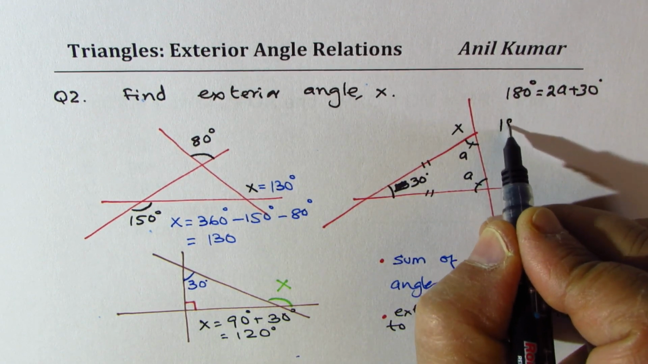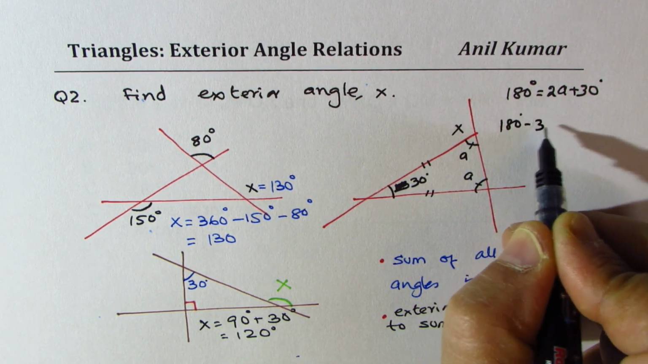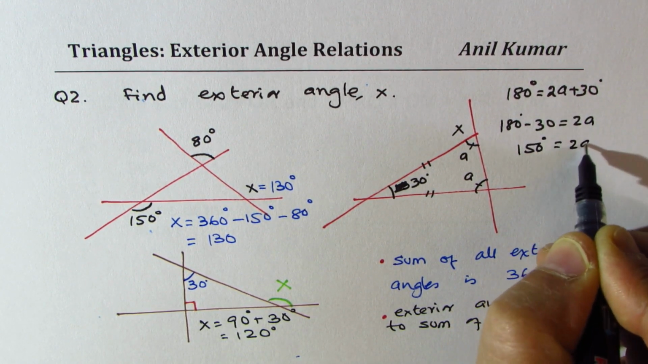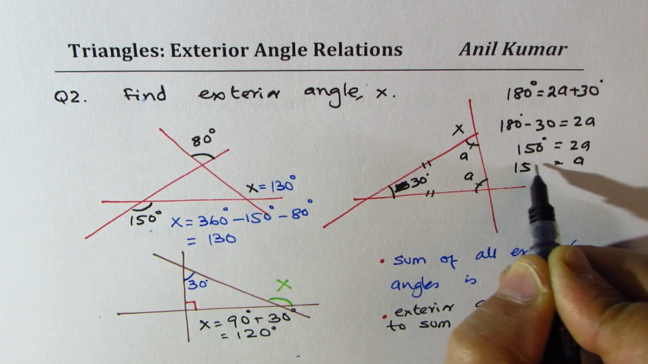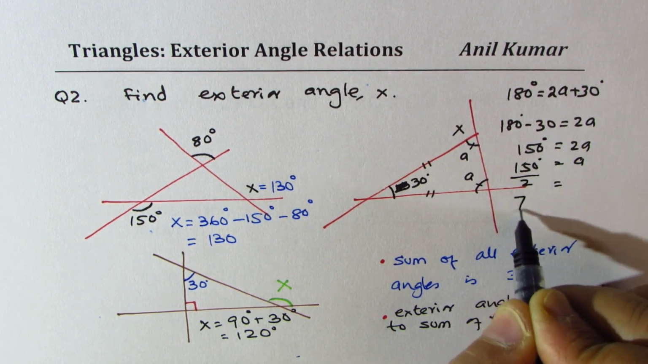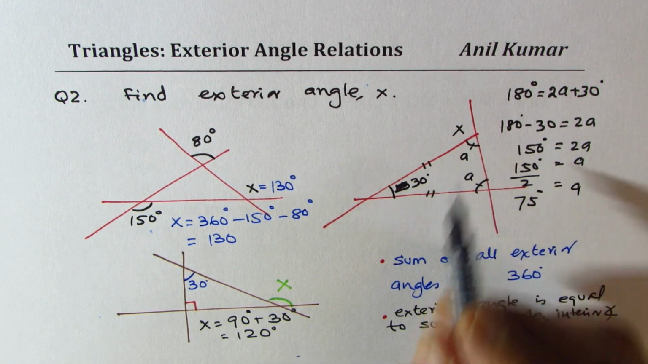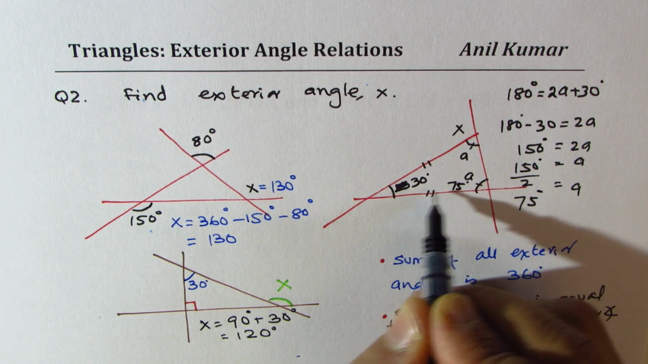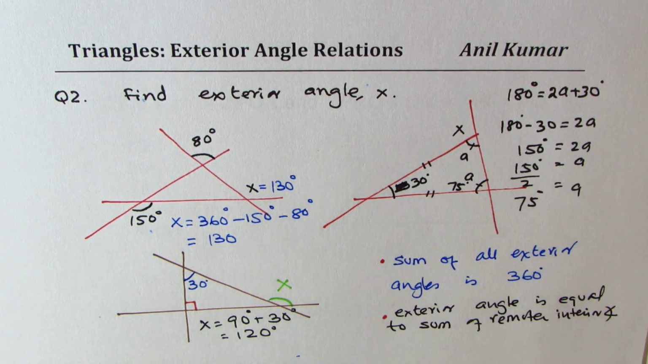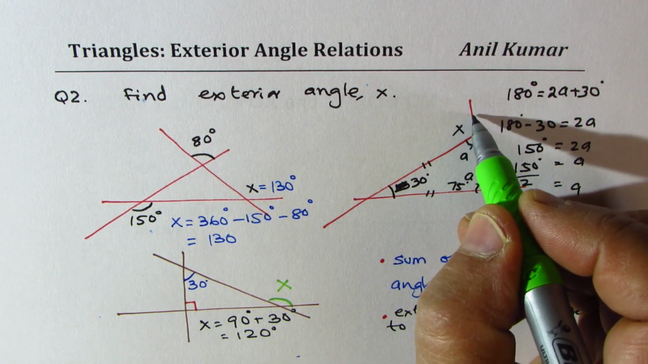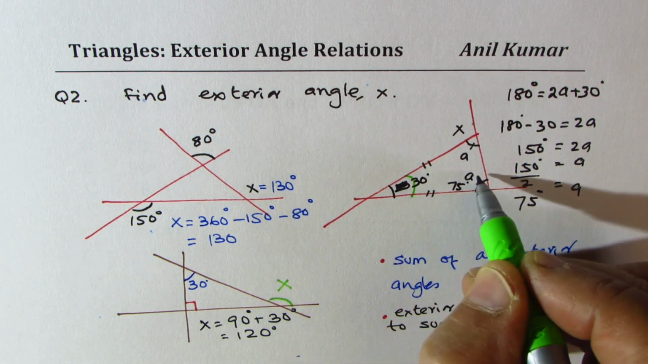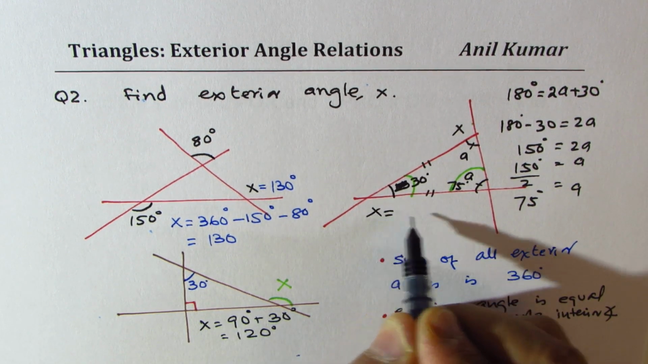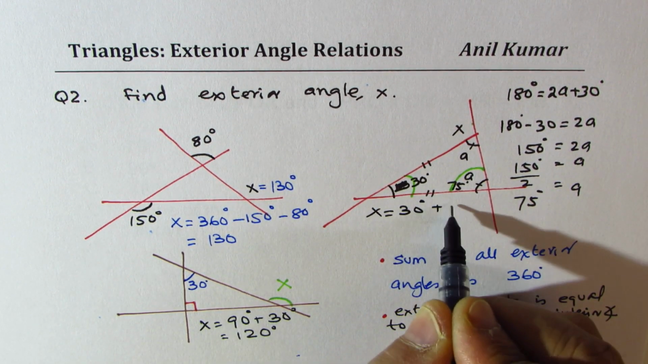So that means 180 degrees minus 30 is twice A. 150 degrees is twice A. So A is half of 150 degrees, which is 75 degrees. So both A's are 75 each. Now, X should be equal to the sum of these two, right? So add them up. So what we get here is that X is equal to 30 degrees plus 75 degrees.